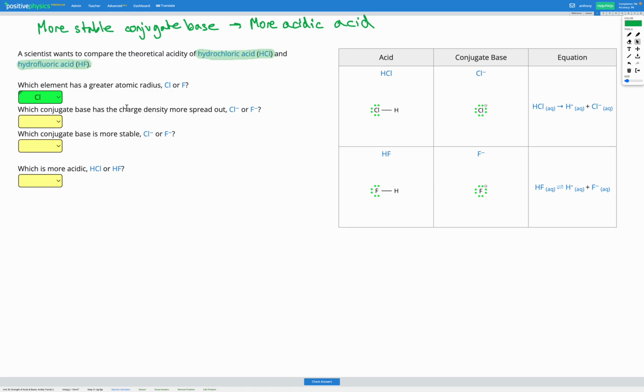So now thinking about the charge density, both chlorine and fluorine have a charge of 1- on their ions. However, the most stable conjugate base is going to be the one that has the charge density most spread out. So it's not concentrated on a really small area. So since chlorine has a bigger area than fluorine, the charge density is going to be much more spread out. So that means that Cl- is going to have the charge density more spread out because it has that bigger atomic radius and bigger volume.